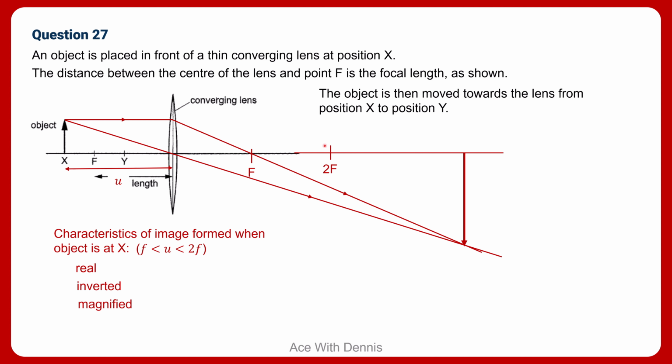Then this is 2F. If this is F, this is 2F. Now we want to measure the distance between the image to the lens. Okay, as you can see, the v, which is the distance between the image and the lens, is more than 2F.